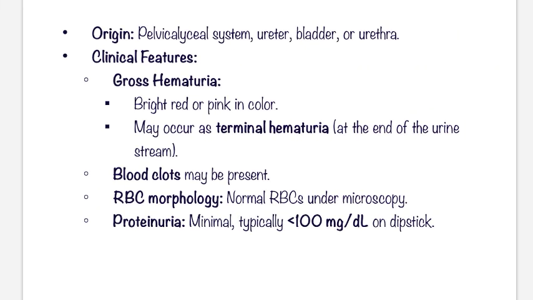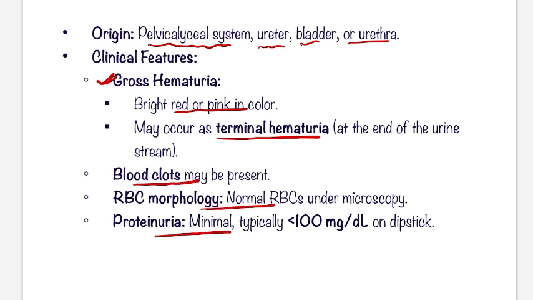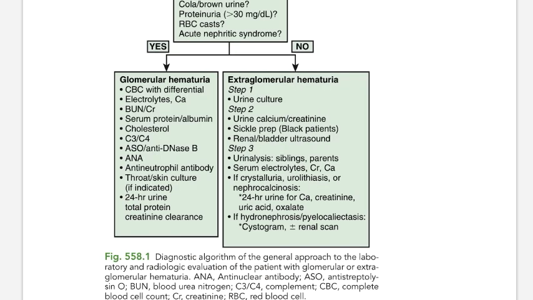If it is a lower urinary tract source, that is pelvic calyceal system, ureter, bladder or urethra, you will see gross hematuria, which is bright red and pink in color and may occur as terminal hematuria. Blood clots may be present, RBC morphology will be normal, and proteinuria will be minimal, typically less than 100 milligram per deciliter on dipstick. So, this is beautifully shown in this table.